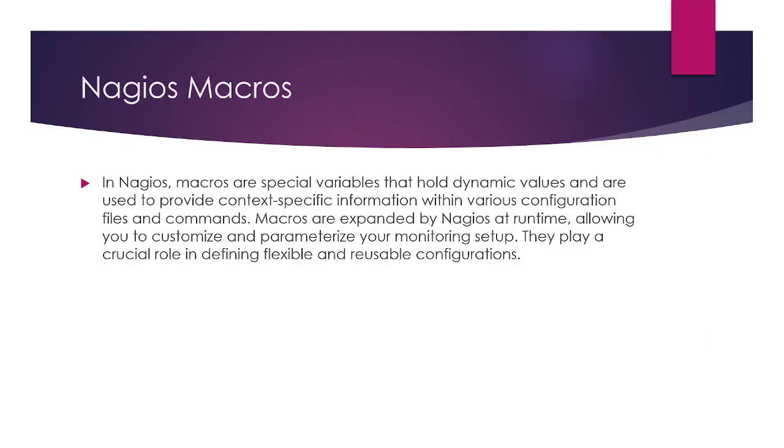So what are macros? In Nagios, macros are special variables that hold dynamic values and are used to provide context-specific information within various configuration files and commands. Macros are expanded by Nagios at runtime, allowing you to customize and parameterize your monitoring setup. They play a crucial role in defining flexible and reusable configuration.